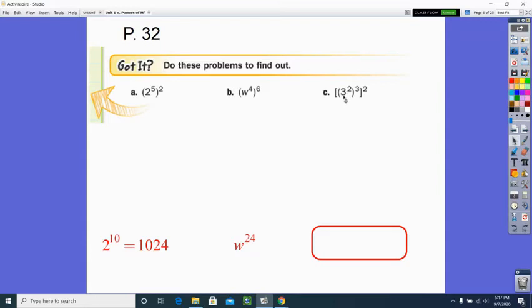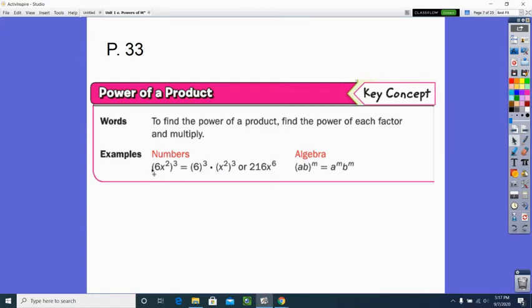Here, if we take the 3 to the 2nd to the 3rd, you would get 3 to the 6th. Now go again to the 2nd power, and then you would multiply again. So 3 to the 12th. 2 times 3 is 6, and then you have to do it again, times 2 is 12, and if you put that in the calculator, holy cow, 531,441. So when you raise a power to a power, you write the base and multiply the exponents.